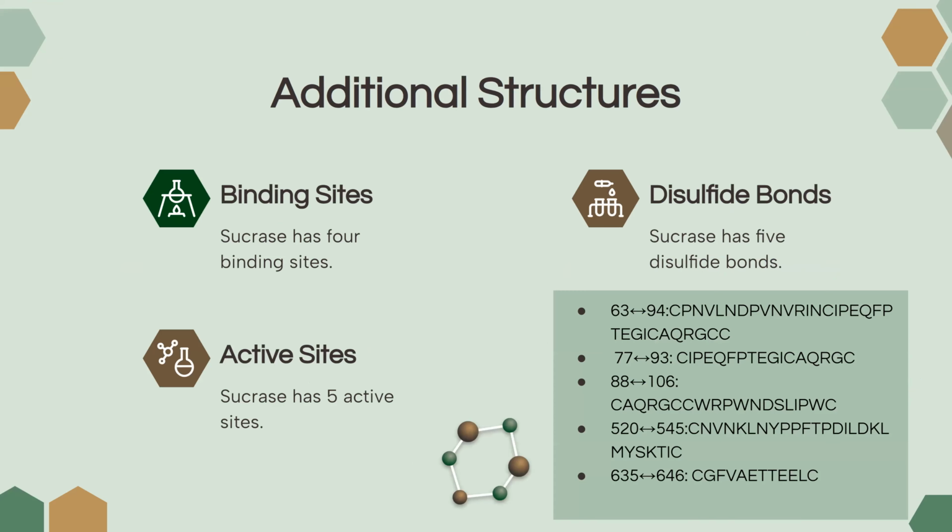What about some additional structures that make sucrase unique to its function? Sucrase actually has 4 binding sites that allow for substrate binding and even 5 active sites where catalytic activity of sucrase interacting with its substrate occurs. Sucrase also has 5 disulfide bonds between position 63 and 646, contributing to the overall stability and strength of sucrase.